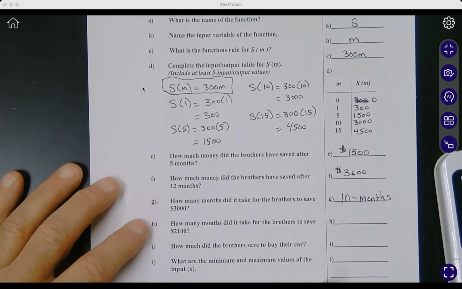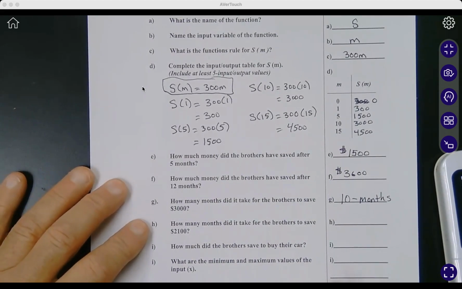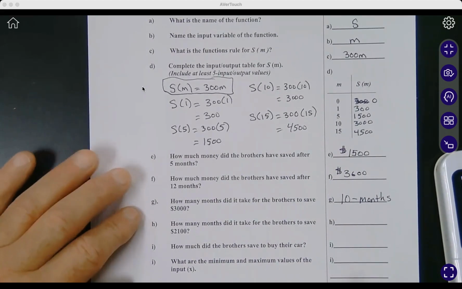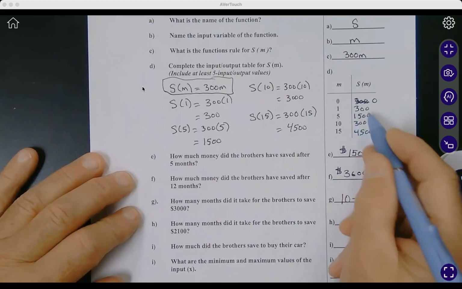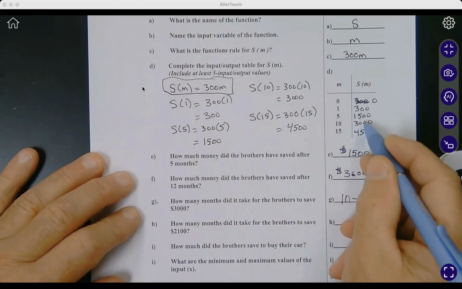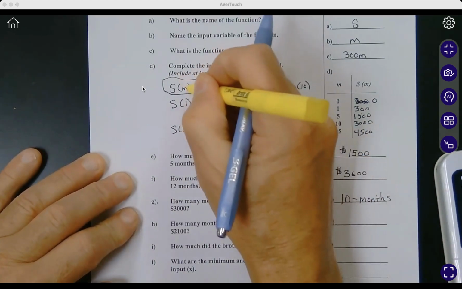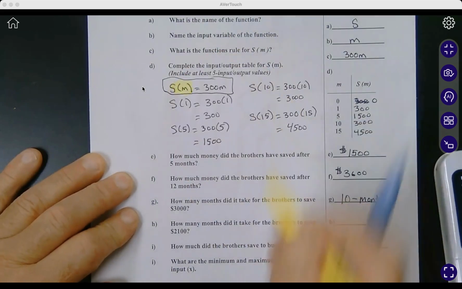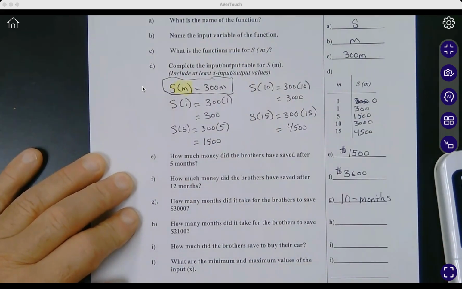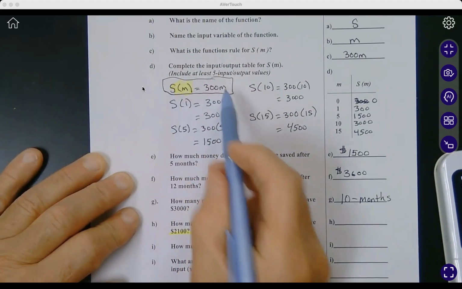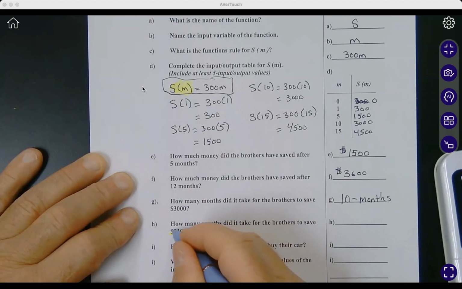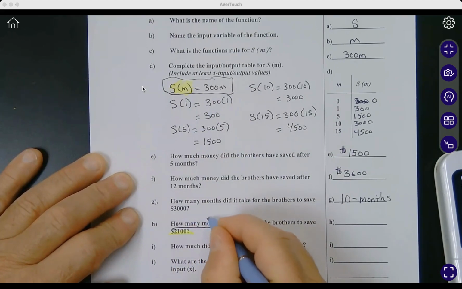How many months did it take for the brothers to save $2,100? Well, that's interesting because $2,100 is not on the table. So I'm going to have to find it. So this is what I know. This is my output, the amount of money saved. So this is asking me to substitute the amount of money saved into this function and solve it for M, how many months? That's M.